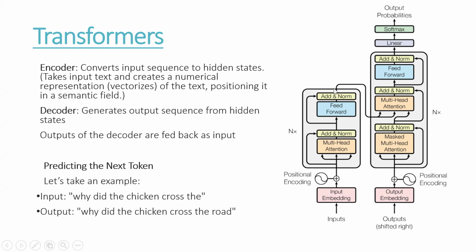It has two parts, the encoder and the decoder. The input data we pass to the encoder part, and my output is generated from the decoder part. The encoder converts the input sequence to hidden states of the text, positioning it in a semantic field. The decoder generates the output sequence from the hidden states. It has multiple layers of attention.